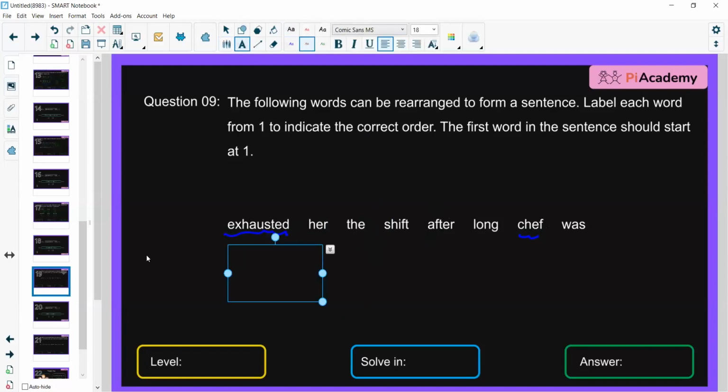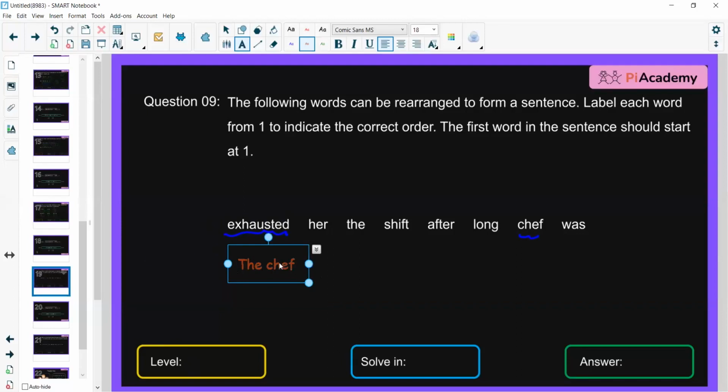Okay. Yes, Anvitha, would you like to tell me? Yes, Anvitha. Or Avisha, would you like to tell me? I got the chef. Okay. The chef. After her. No, after the, sorry.